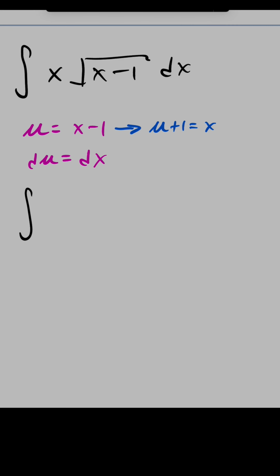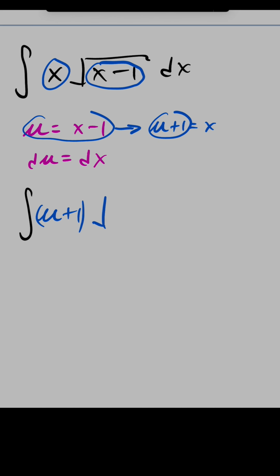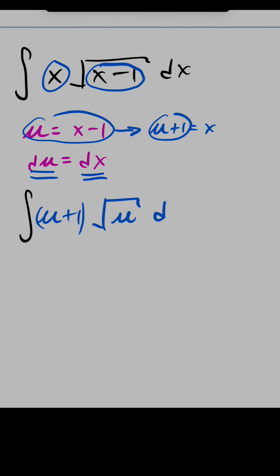Integral. Now notice, x is just going to become u plus 1. And then I have the square root, and then I have x minus 1, but that's what my u is actually, so I'm going to plug that in as just u. Since du and dx are equal, that's just going to be du. So now I rewrite. I have the integral u plus 1 times u to the 1/2 du.